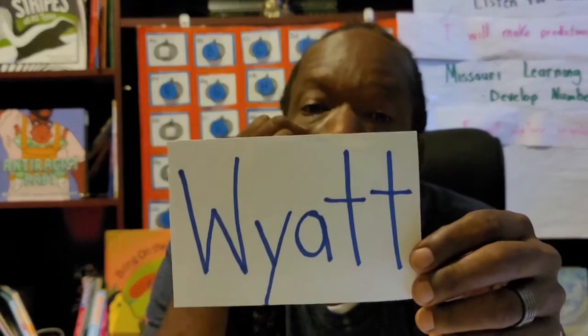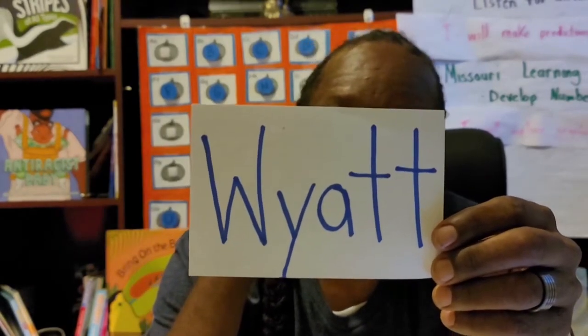We went over some of our friends' names. We have some more friends today that we're going to go over. We're going to spell their names and go over their names real quick. And then we'll get ready to read our book, because I know you've been sitting there getting tired. Ooh, whose name is this?